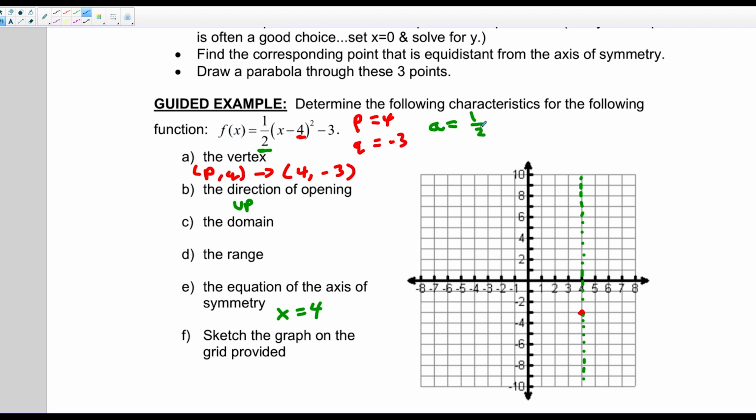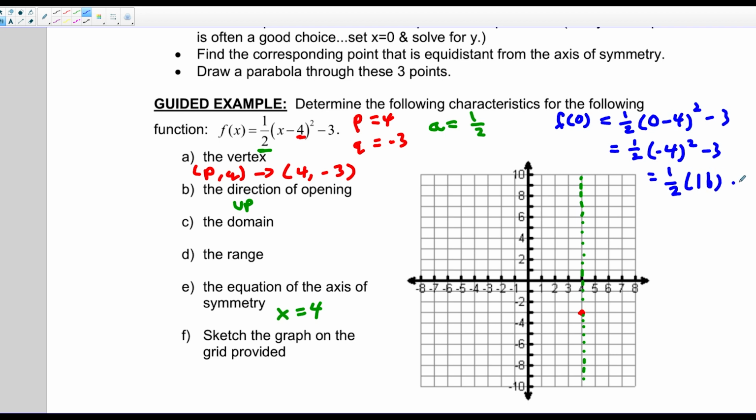So let's say, for example, we have f of 0. So that means that my x value is 0. And we're going to see what happens when I plug in a value of 0 there. So I have 0 minus 4 inside the brackets, squared minus 3. So I have 1/2 times -4 squared minus 3. So this leaves me with 1/2 times 16 minus 3. So 1/2 of 16 is 8. 8 minus 3 is 5. So that means I have a point at 0, 5. So my first point goes there.